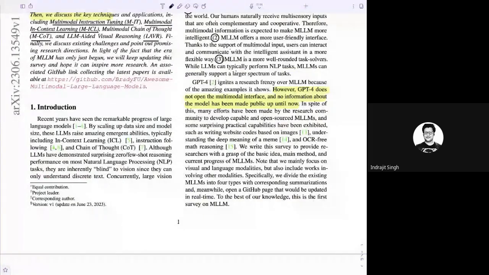Okay. So in recent years, we have seen remarkable progress of large language models, right? By scaling up both data size and model size, these LLMs have shown amazing emergent abilities, typically including in-context learning, instruction following, and chain of thought. These ICL, COT, in short form, are techniques of conversing with the LLMs.